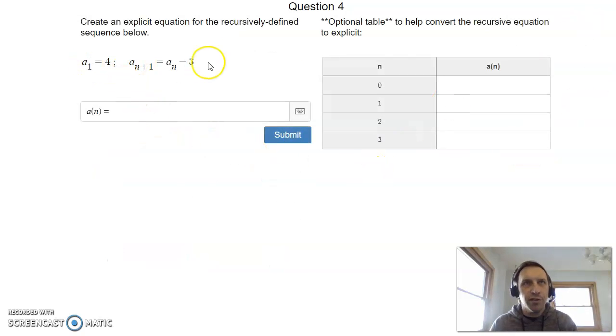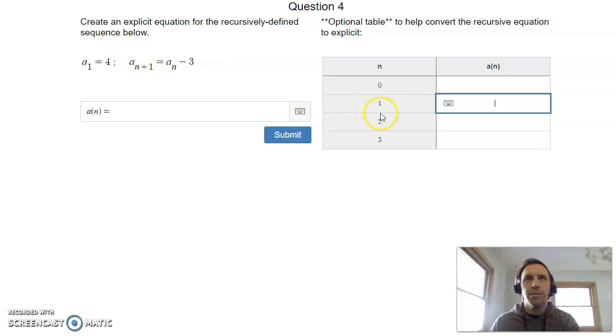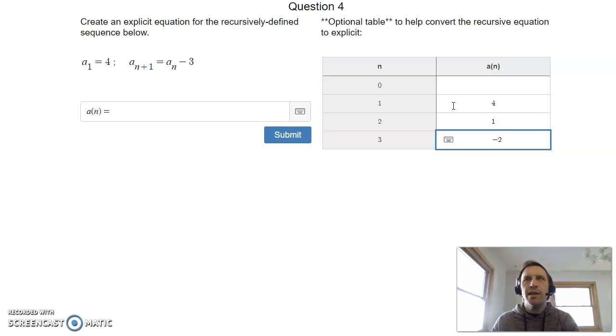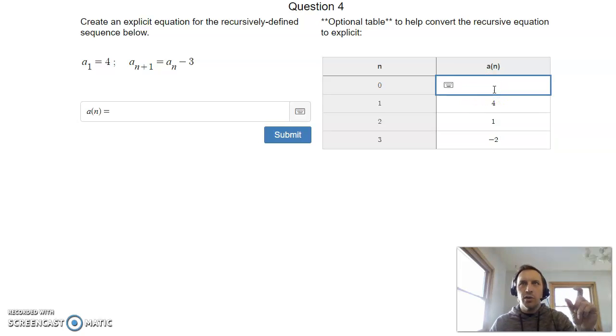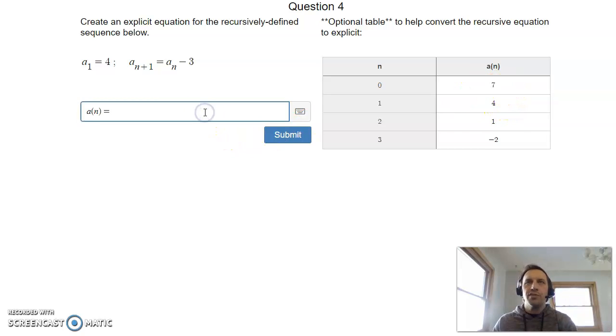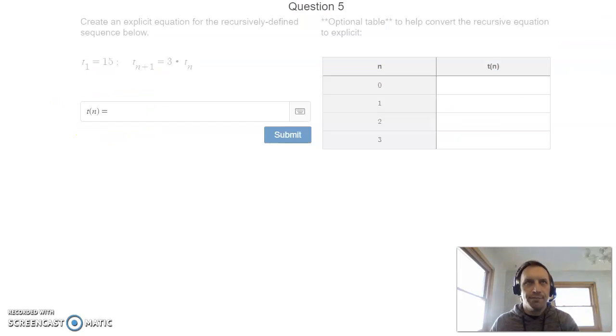Here we have a recursive form. Since we are subtracting 3 from each one, we should say, oh, this is a linear situation. Our explicit function should be linear. And so our first term here is 4. It's subtracting by 3 each time, so we go down this way. But again, we need to know our initial value, our y-intercept, in order to do this. So we go backwards, and we see that our y-intercept is 7. And so our explicit linear function is negative 3x plus 7. And again, I'm not seeing many of you test your equations to see if you're correct.